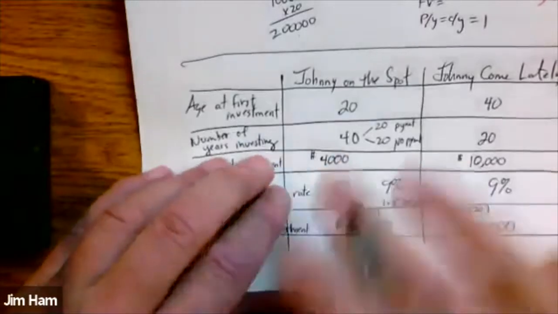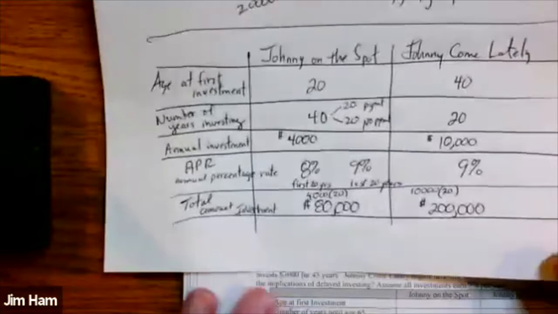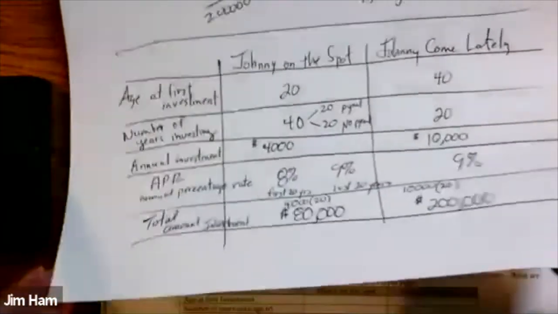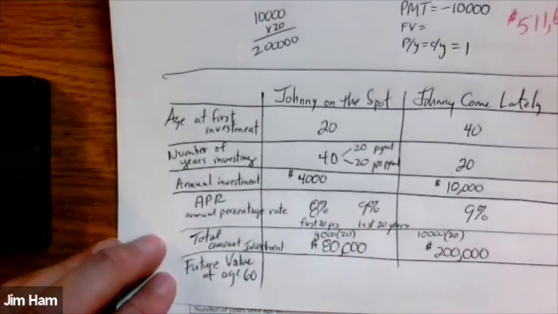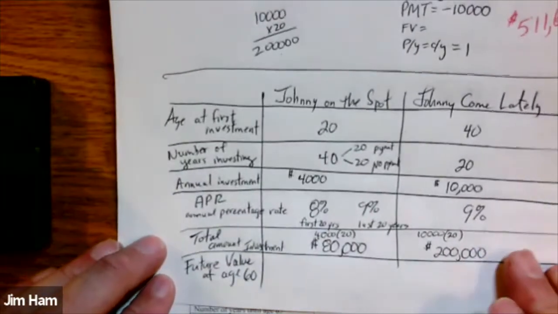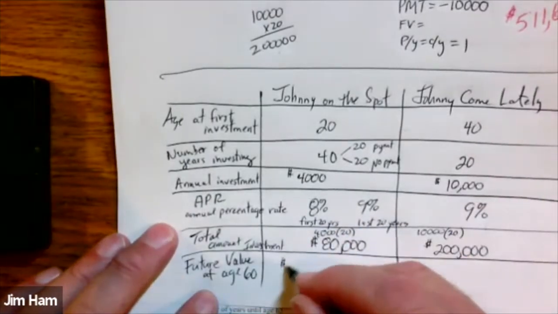So we've done all these numbers. It's just a matter of taking the stuff from up here and organizing it in a table. And that's what we're doing now. The last thing is that we want to know what the future value is. This is at age 60, because they started at age 20. And these would be the two amounts that we calculated.